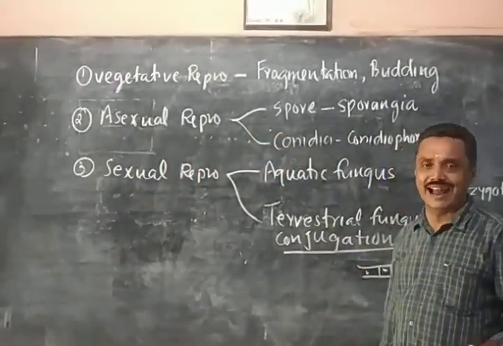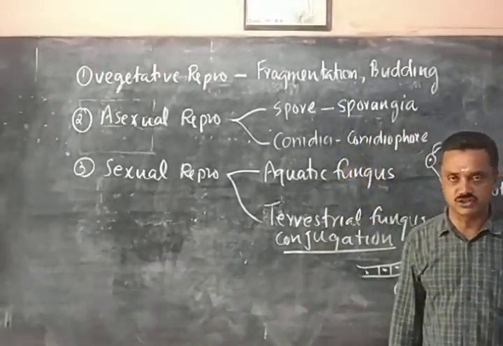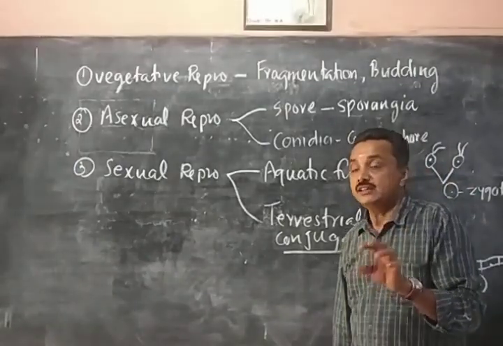Questions can be asked like that. Write the types of reproduction in fungus, a question carrying 3 marks. What are the types of reproduction in fungus? Fungus reproduce by 3 methods.